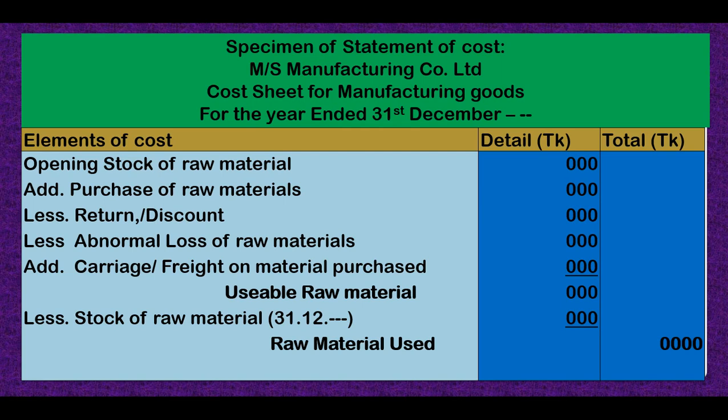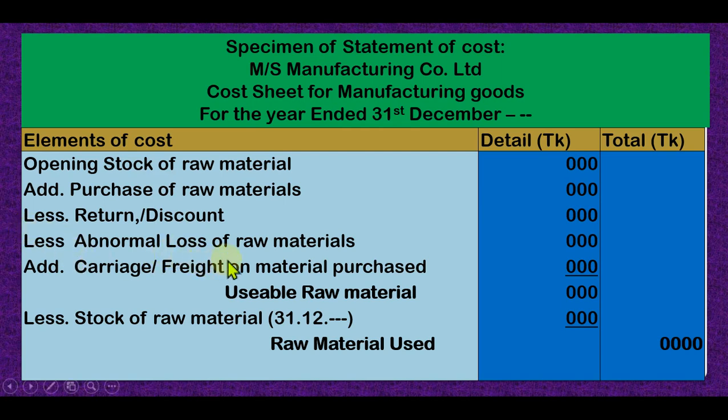Dear student, so you understand what raw material is. That means the main element for producing that good. So if we have any opening stock of raw material, we will write that at first. Then purchase of raw material. If you purchase any raw material, you will write it here. Then if there is any return, you know that at the time of purchase there may be a return, there may be a discount. That means if there are any damaged goods you can return them. If there is any discount allowed by the seller, then you can subtract it.